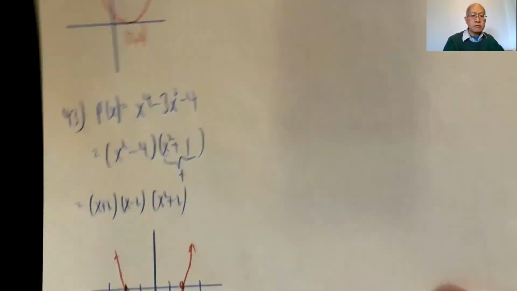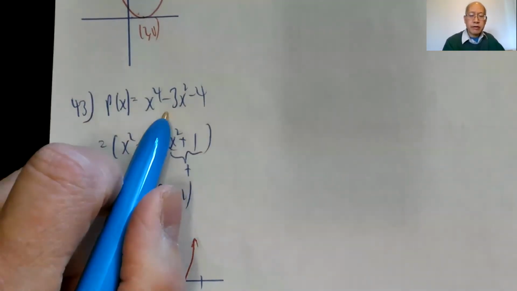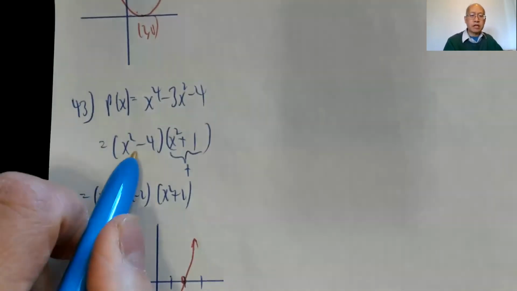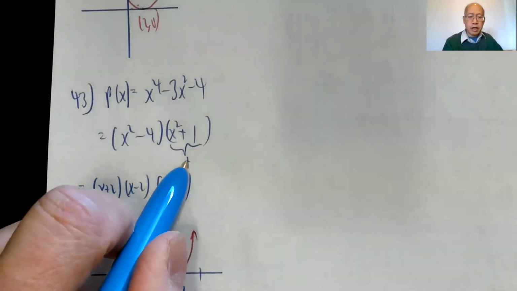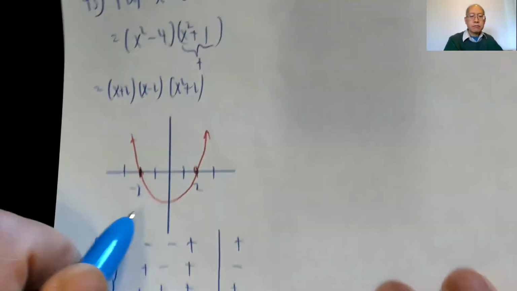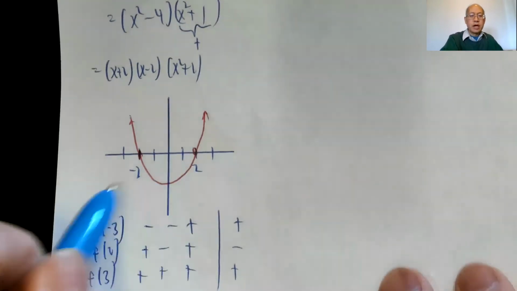Okay, 43. x to the 4th minus 3x squared minus 4 can be factored as x squared minus 4, x squared plus 1. This is always positive. So x plus 2, x minus 2, x squared plus 1. The zeros are -2 and 2.